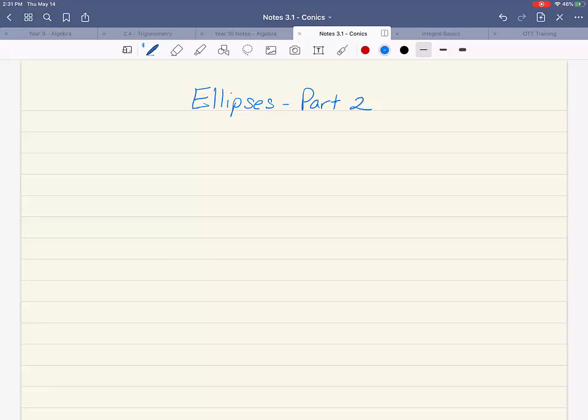Hi everyone, today is part 2 of the second conic, which is ellipses. We are going to talk about a couple of extra features on the ellipse. One is called eccentricity and one is called the focus, the foci for plural. And then we're going to look at the parametric forms for the ellipse. So let's start out like we did with the circles with a review.